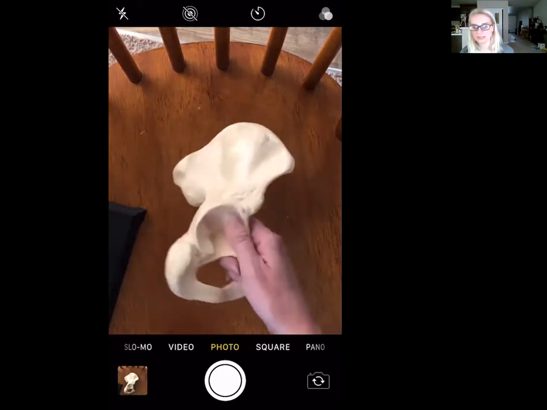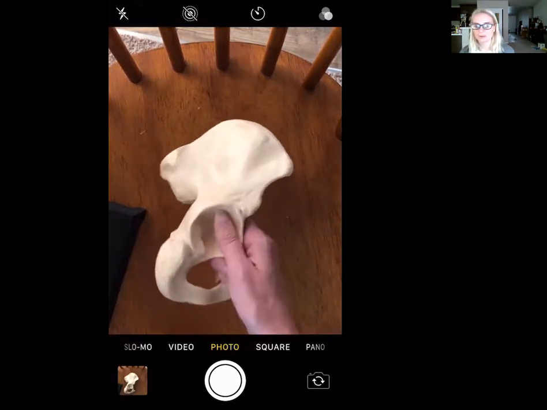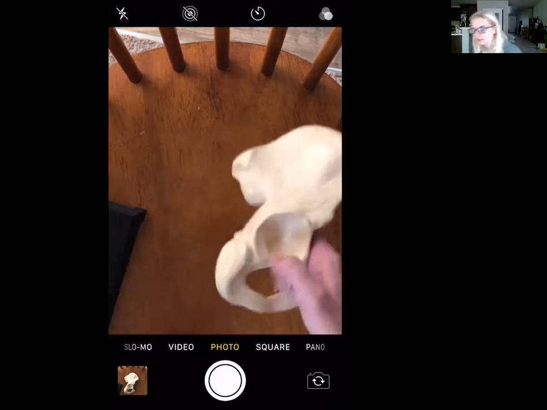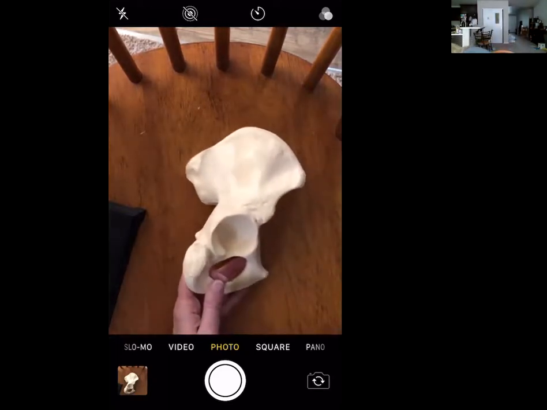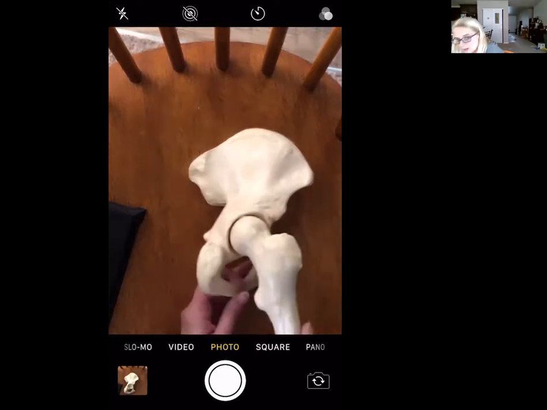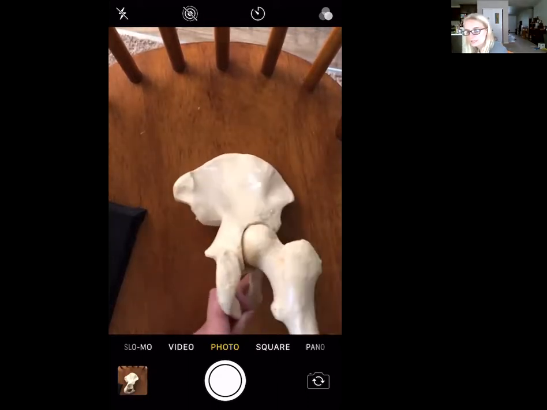And then lastly here, this is called the acetabulum. This is the socket that the femur is going to fit into. So if I grab the femur real quick, you can see that articulation. It fits very nicely in there.